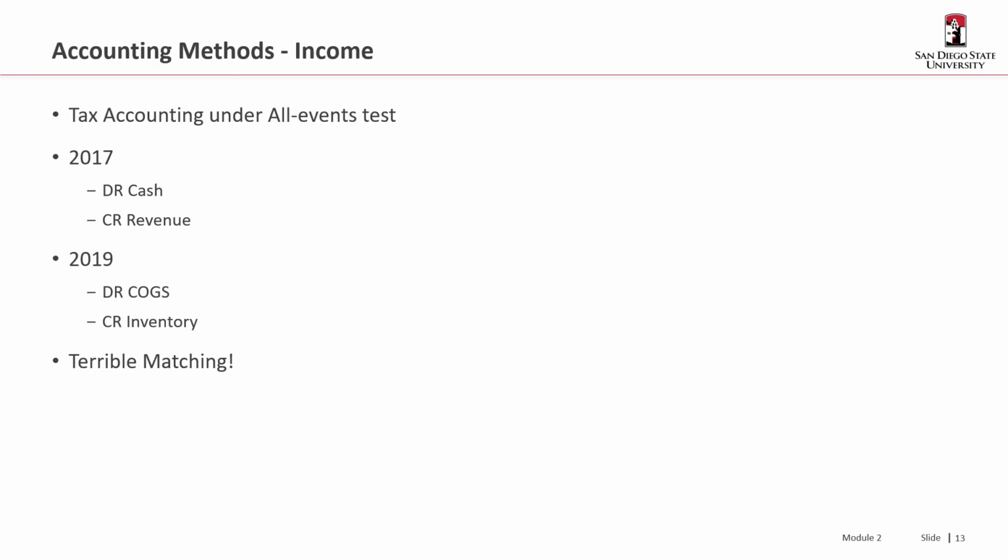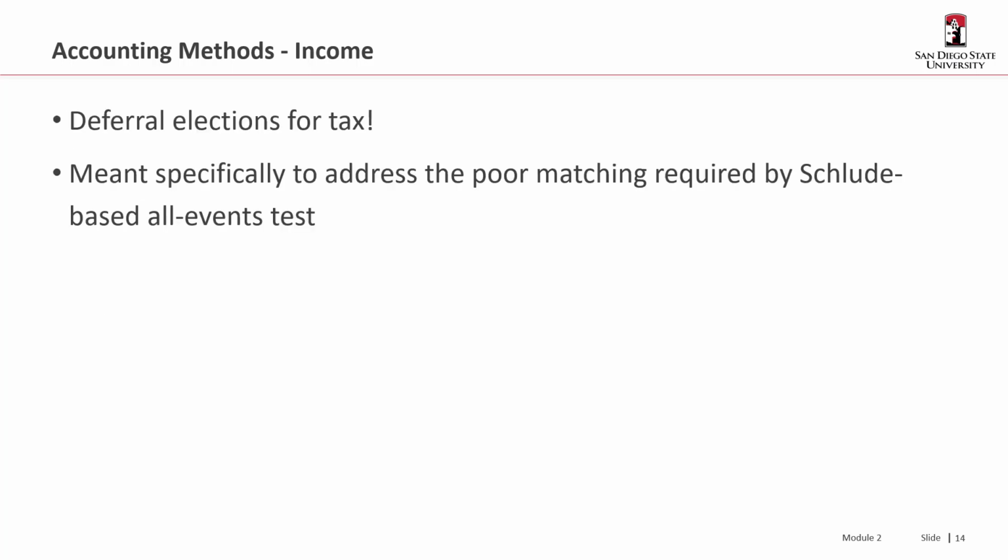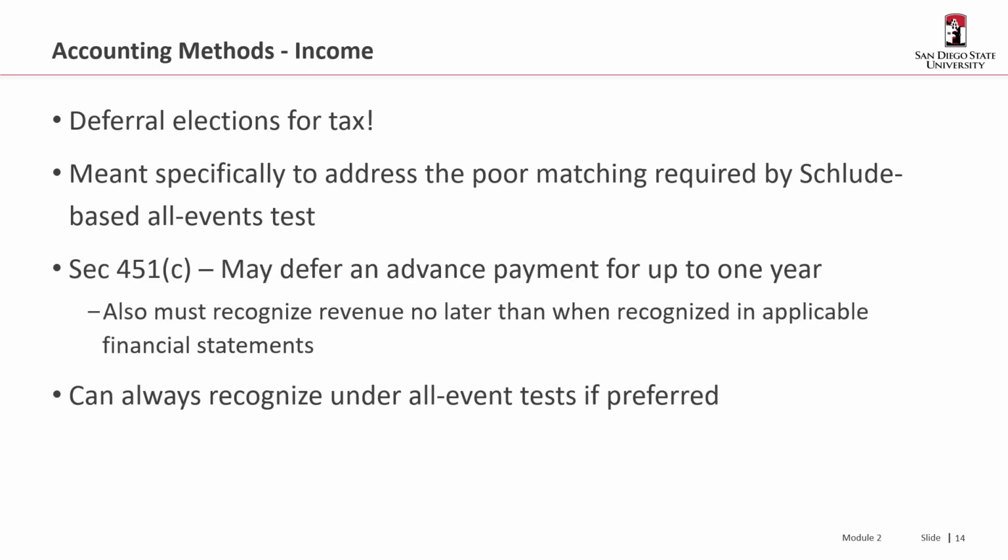And then in 2019, they would actually book the cost of goods sold. So you can see that the all events test creates absolutely terrible matching. So the good news is there's now a new, there used to be elections for tax, but that's no longer true. They revised Section 451, thankfully, with the Tax Cuts and Jobs Act in late 2017, and said, look, you know what? Now we're going to allow you to defer what's known as an advanced payment.